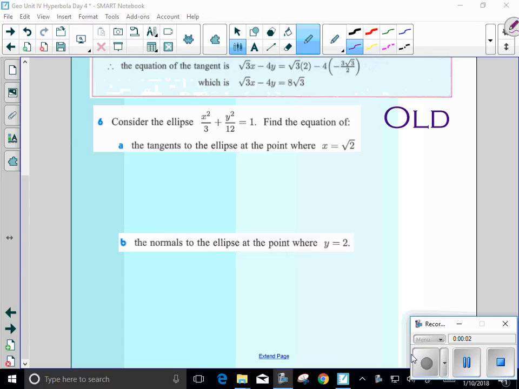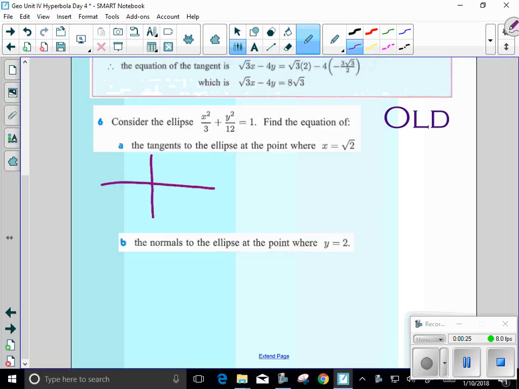When we look at ellipses, sometimes what we might be interested in is finding the slope of a tangent line. But the first thing we probably want to do is get a visual of the figure itself. Consider the ellipse x squared over 3 plus y squared over 12 equals 1. Find the equations of the tangent at a point where x equals square root of 2.